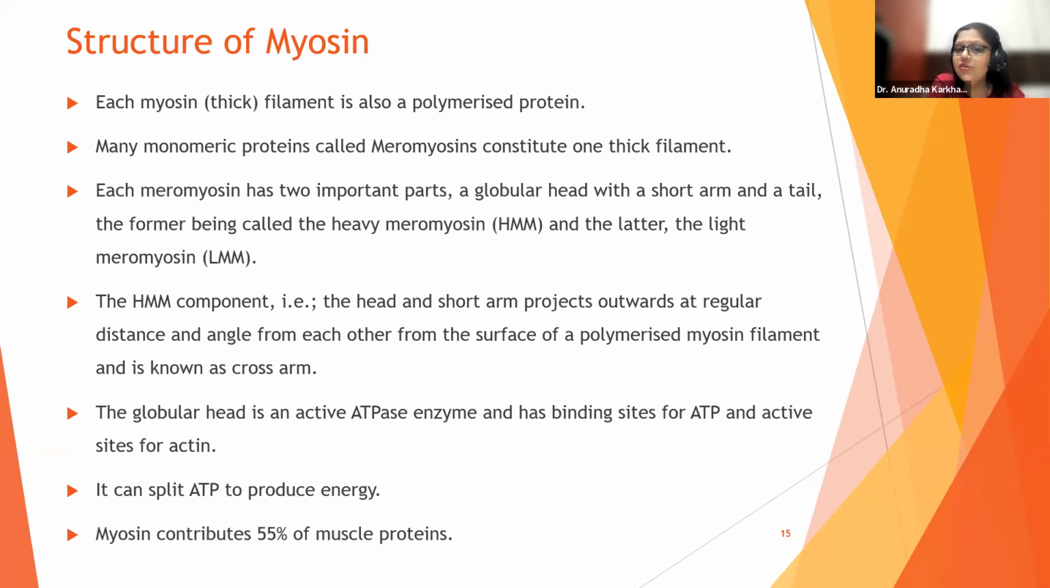Now what is this energy going to be used in? This energy is going to be used in making bonds between actin and myosin. Okay, myosin contributes 55% of the muscle proteins, so almost half of the muscle is going to be made up of myosin. Is it fine? I'll show you the diagram, then things will be much simpler.